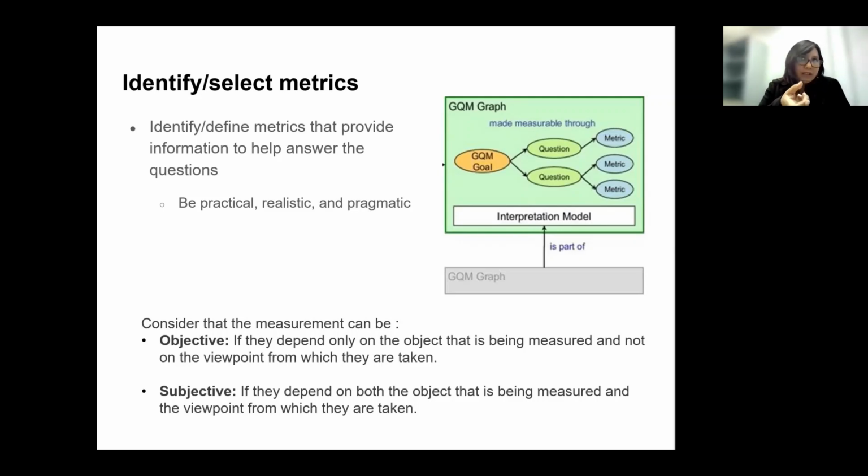What is the viewpoint as one of the elements of this framework? That means that the object is being measured, and also the viewpoint from which we are taking it. So that means that we are having this subjective part in our measurement. Even if we want to be objective, for the interpretation there will be some level of subjectivity.